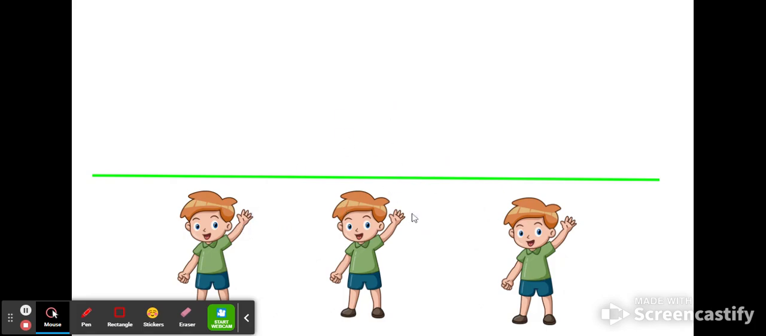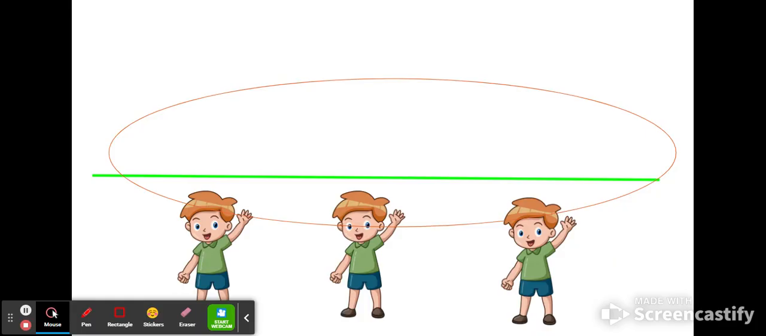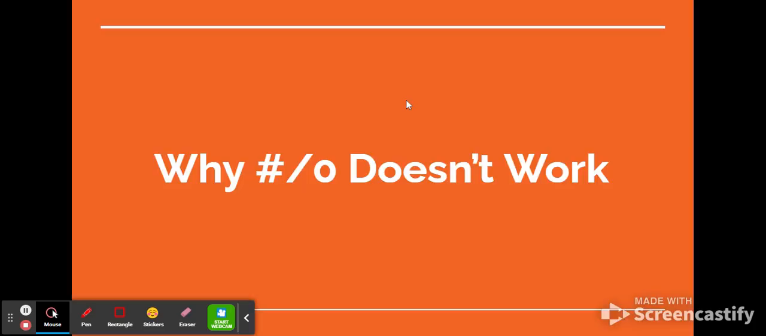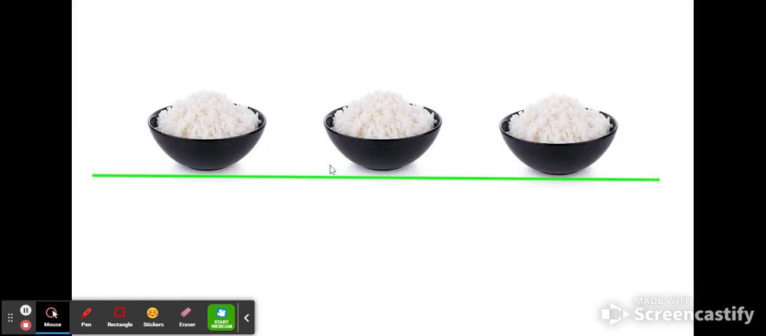0 divided by 3 is 0 because each boy has nothing, and the original value has disappeared. Technically, it's 0 and nothing was there in the first place, but 0 represents the original value, and since we're done dividing, it's disappeared. We're done. And now, why when 0 is in the denominator spot, doesn't it work?